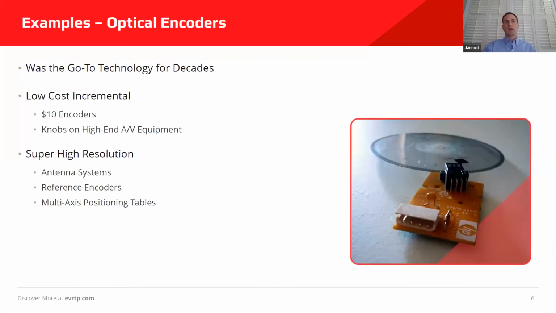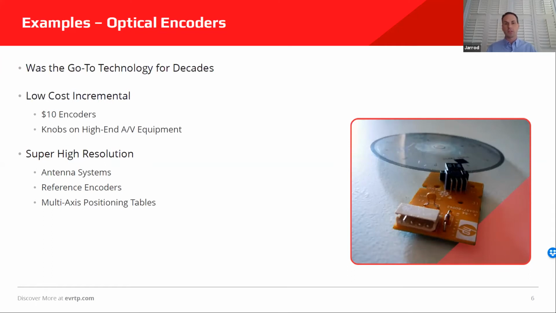That being said, optical encoders were the go-to technology for decades. Low-cost encoders can still be found in everyday household items like AV equipment and printers. High-end encoders can offer extremely high resolution. 25 bits of resolution per turn isn't uncommon in a very high-end optical encoder. And these are used in laboratories as reference encoders, antennas for pointing applications, and multi-axis positioning tables.